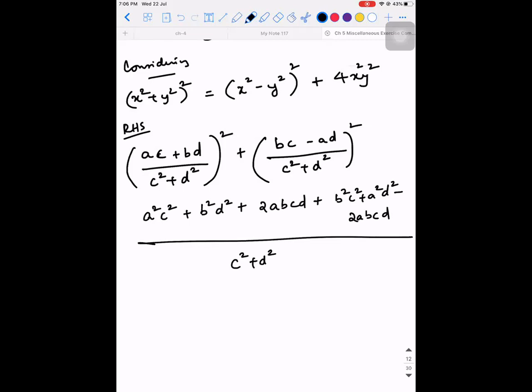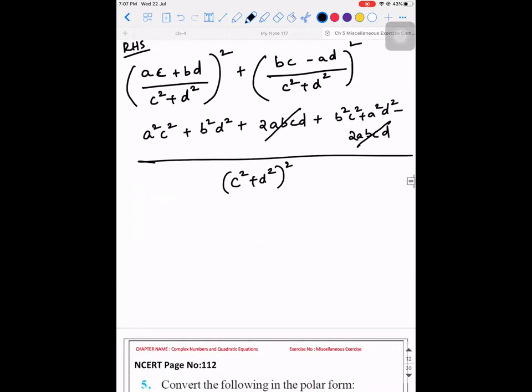Since the LCM is c square plus d square the whole square, I expanded the whole numerator. That is a square c square plus b square d square plus 2abcd plus b square c square plus a square d square minus 2abcd. So 2abcd will get cancelled. Is that clear? Yes, sir.